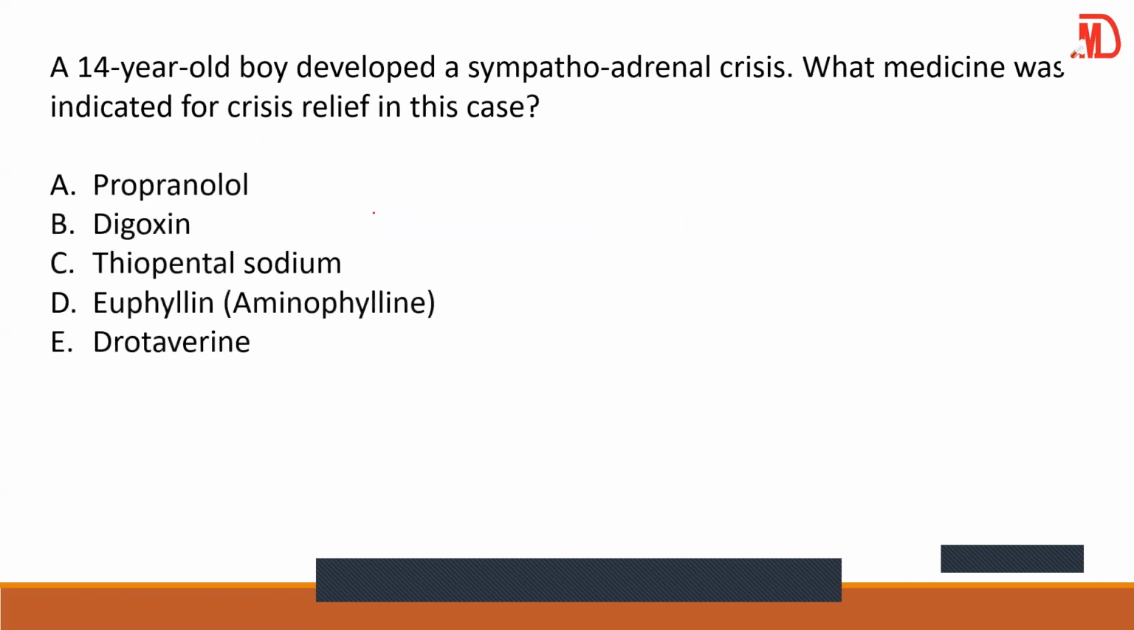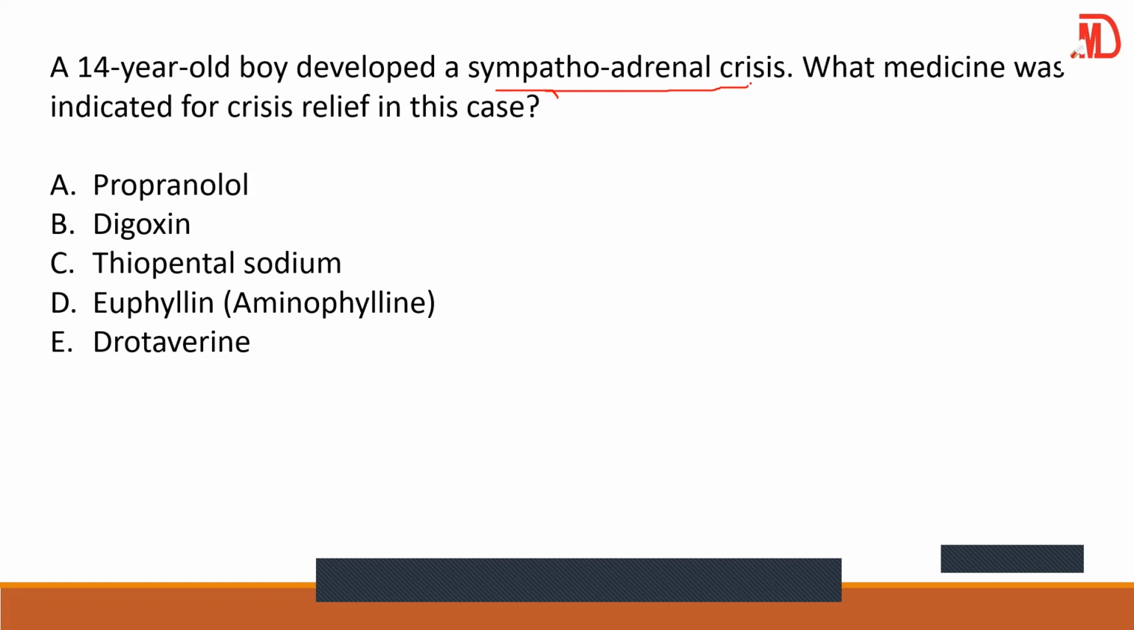We have a 14-year-old boy who developed a sympathoadrenal crisis. Sympathoadrenal crisis. Again, sympathetic innervation, that is the epinephrine, the norepinephrine, the one that controls the fight or flight reactions. So what medicine can help us to relieve the crisis?